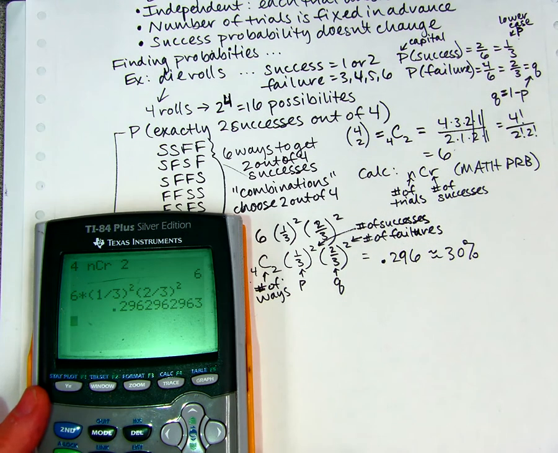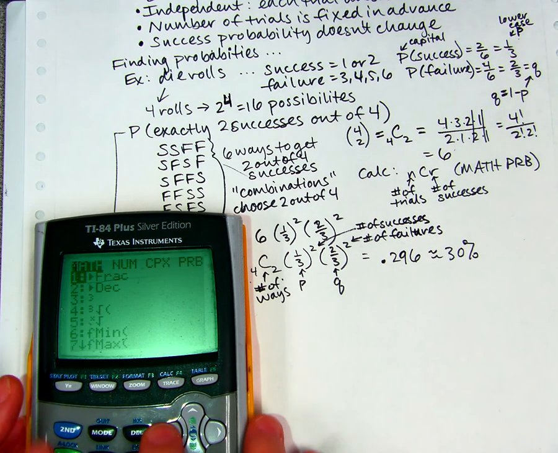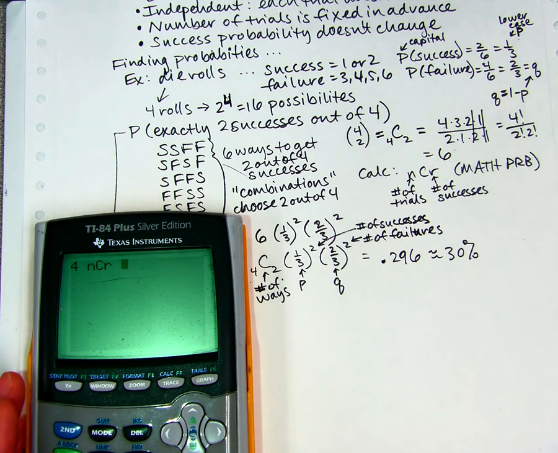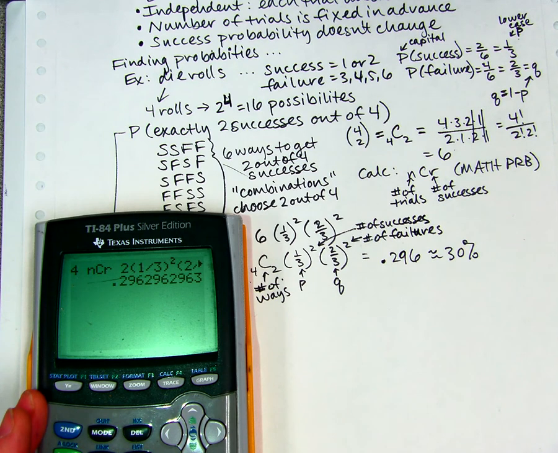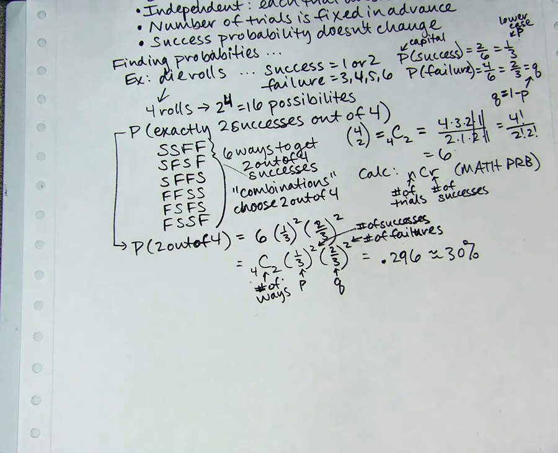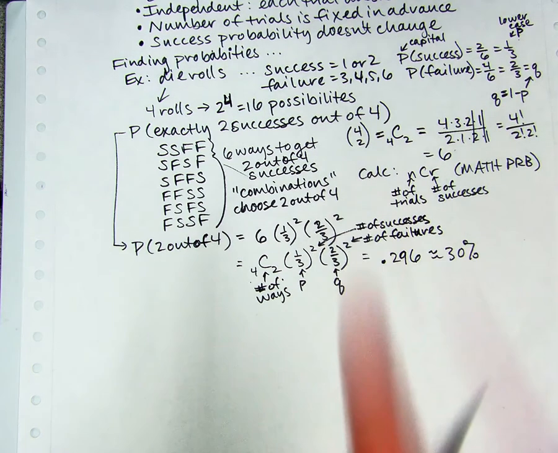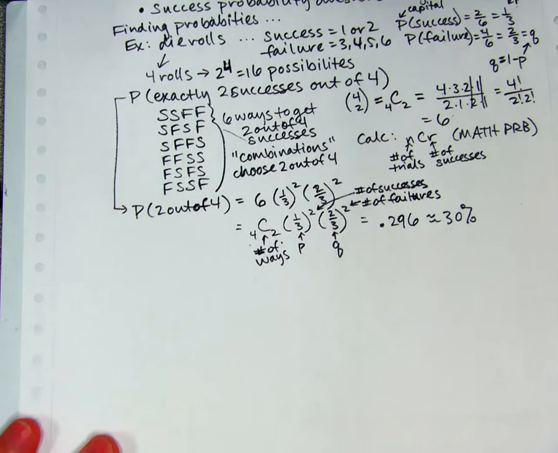And then just a reminder that you could type it as 4, go in here and get the NCR, and then the 2, and then the 1/3 squared, and then the 2/3 squared. So that's just typing it all out with the combinations thing in there, and that gives you the same answer. Okay, so I'm going to do one more example after I write the formula, because I really want to do one that doesn't have a 2 and a 2. I want to do one that has just something different.